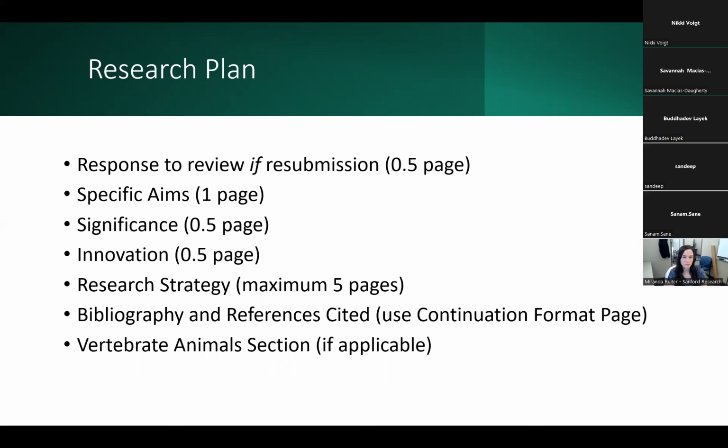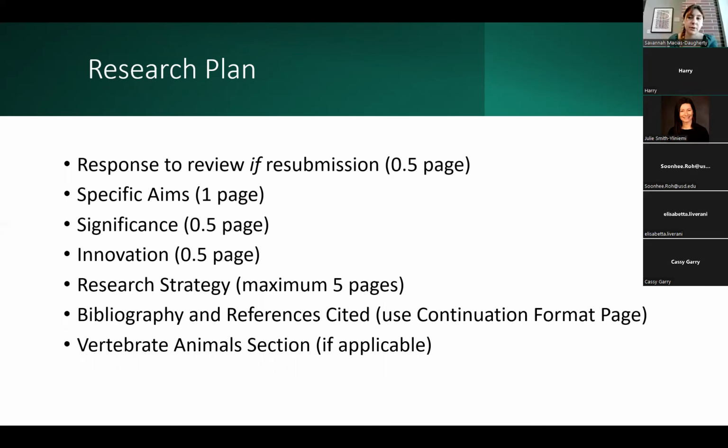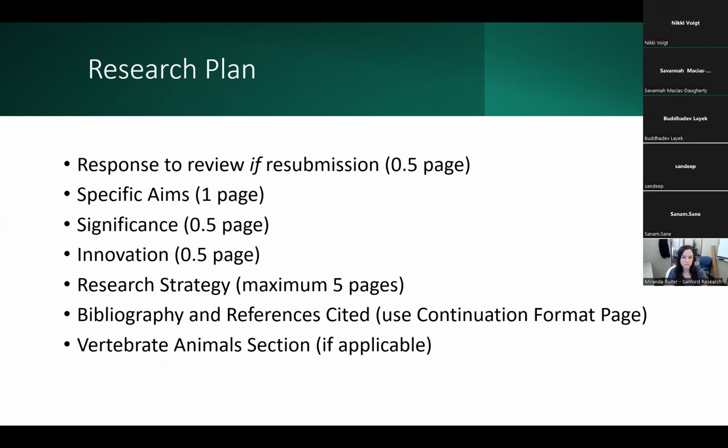This is the meat of your research plan. This is where you're really going to go into all of the context of your project and your research and your experiments. Then you have your bibliography, and if applicable to your project, a vertebrate animal section where you go more in depth of your processes for experimentation with animals. Next slide.